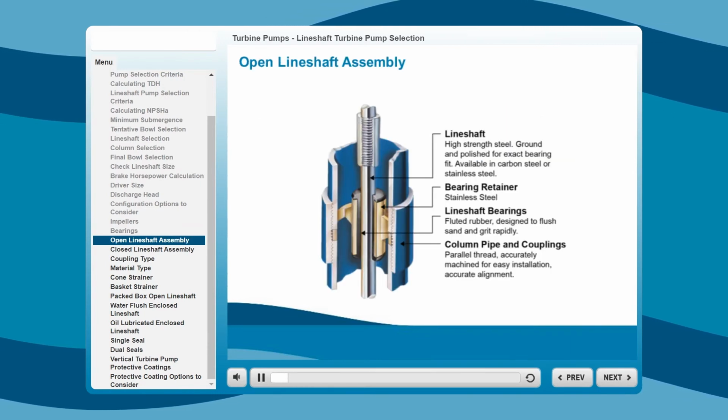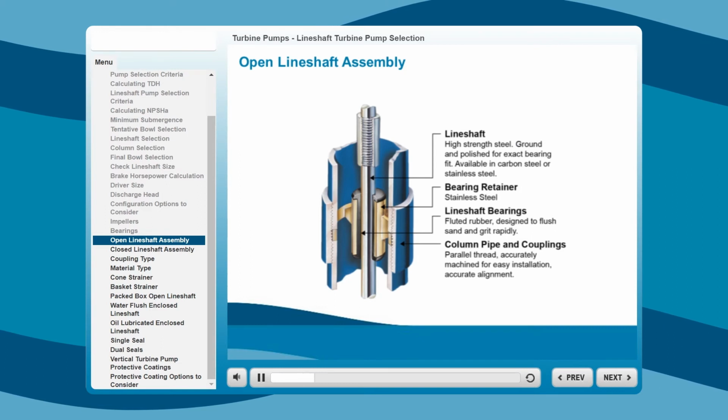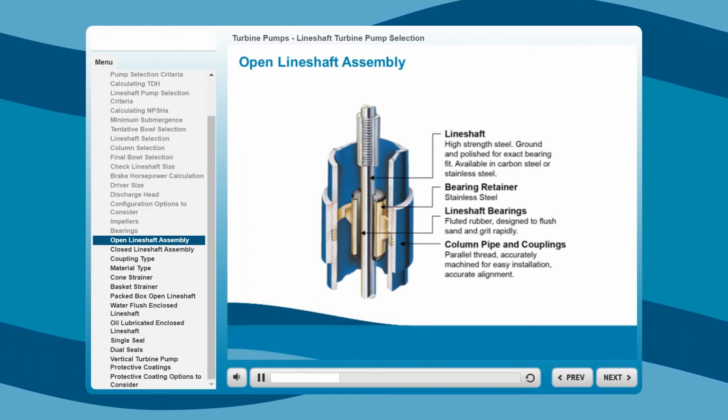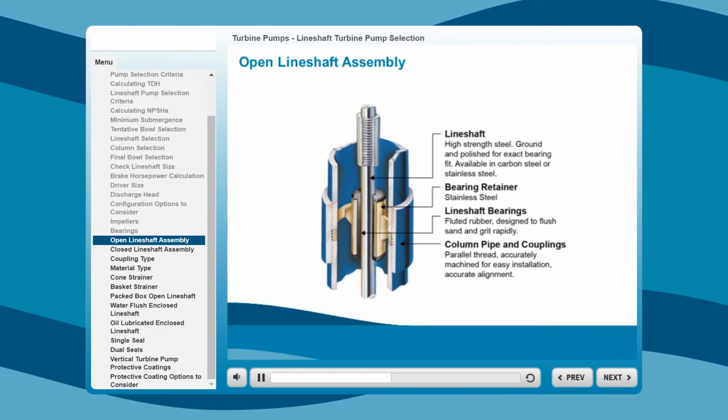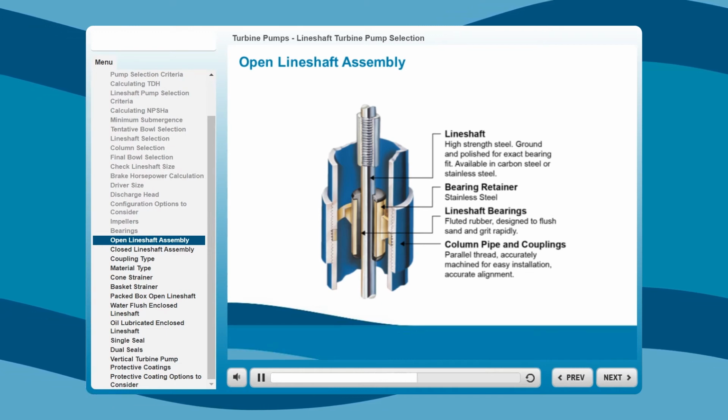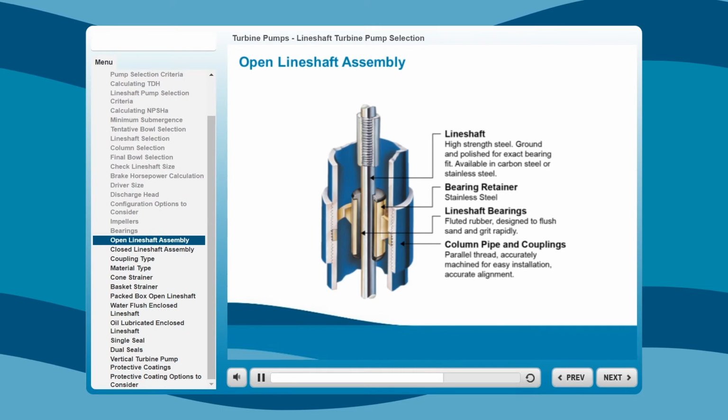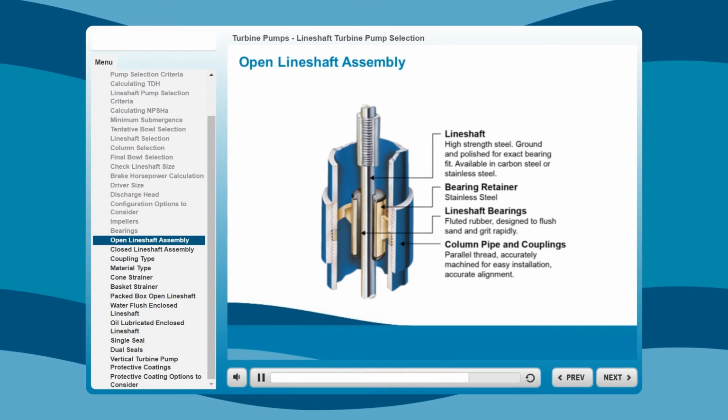Open line shaft assemblies are used for shallow set applications, usually 100 feet or less. This type of assembly requires a pre-lube system for static water levels exceeding 30 feet. Otherwise, the line shaft bearings are lubricated by the pumpage and the shaft sections are joined by threaded couplings.